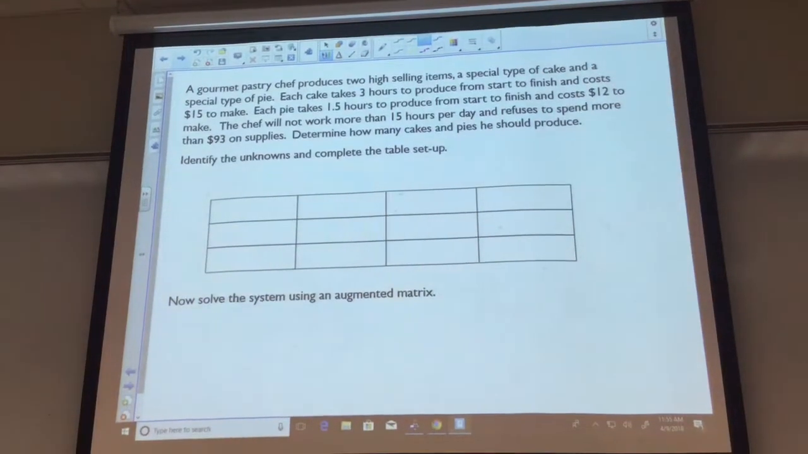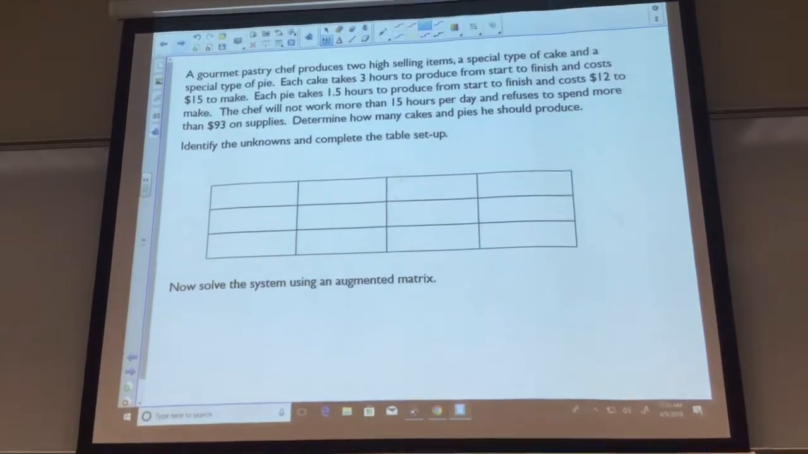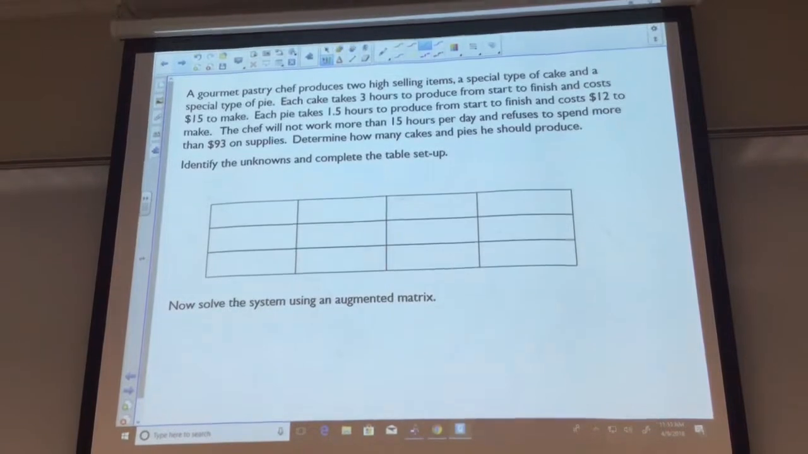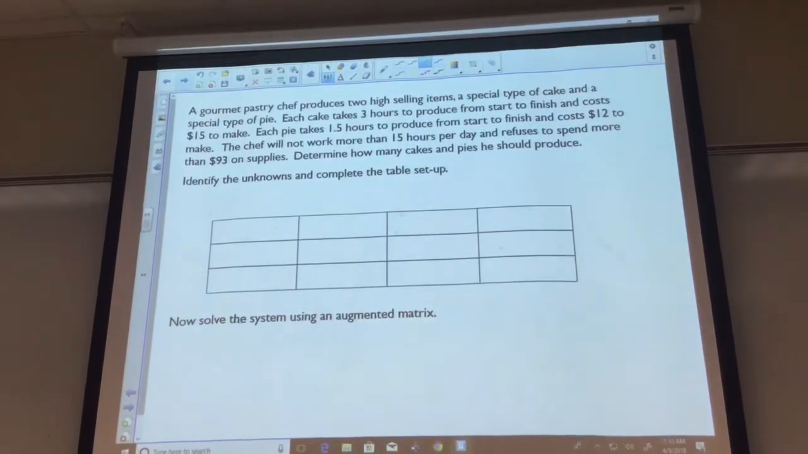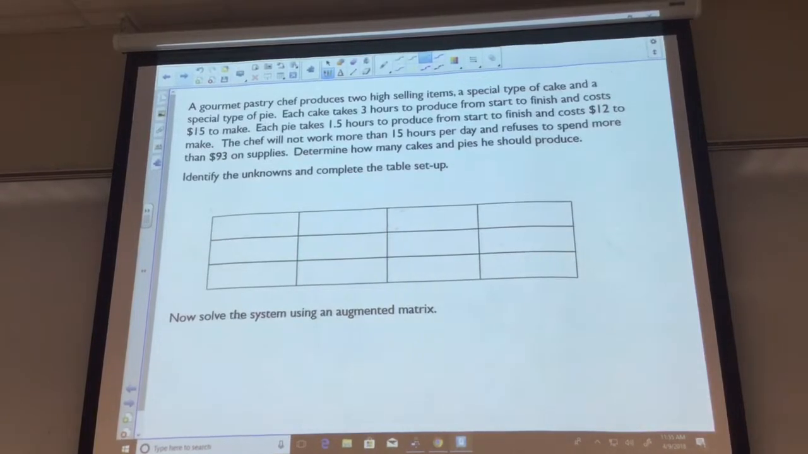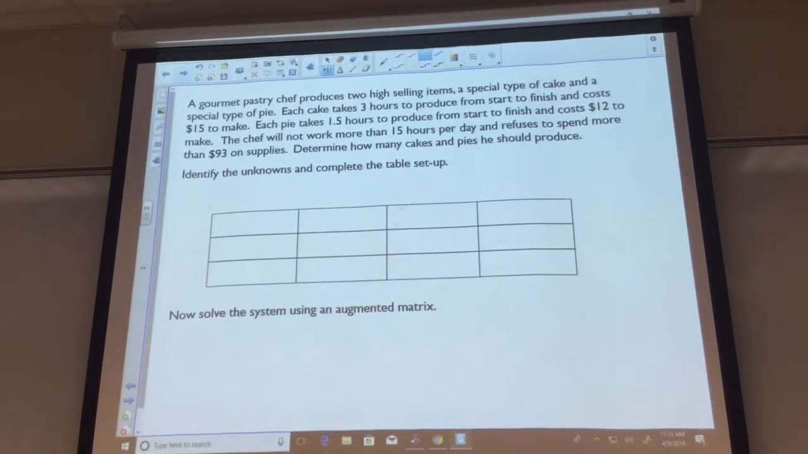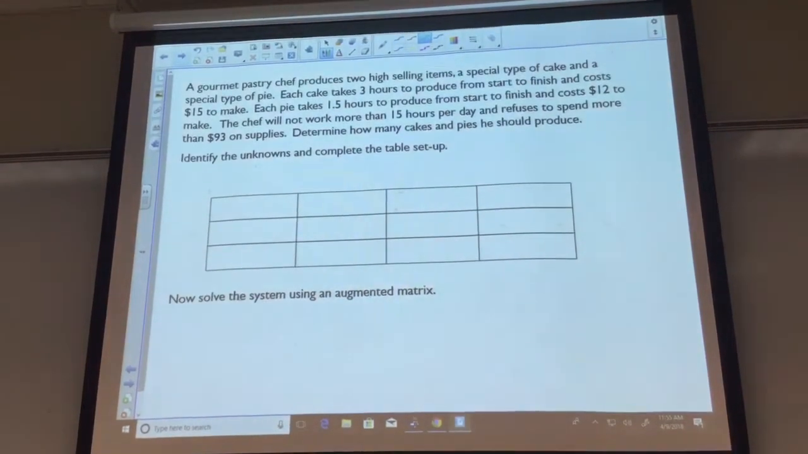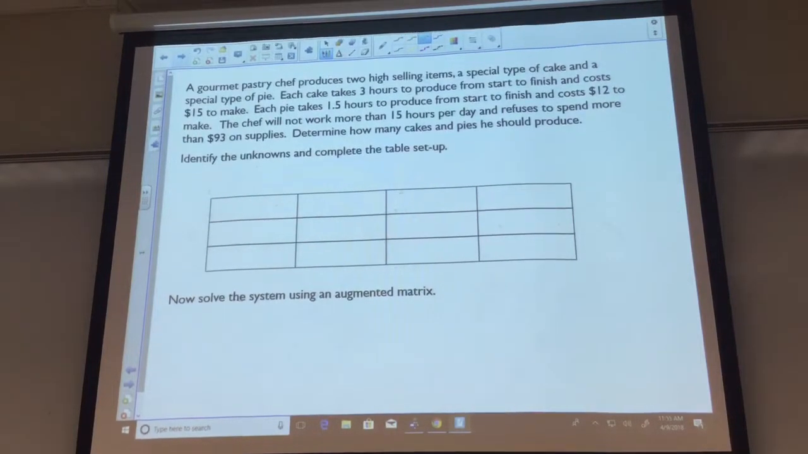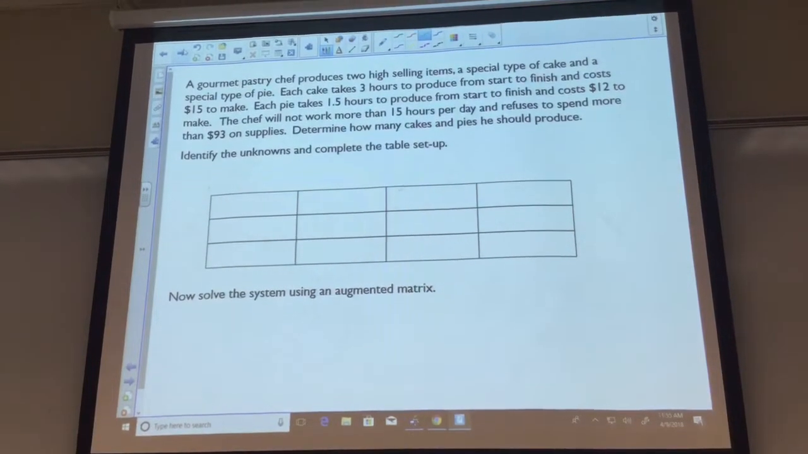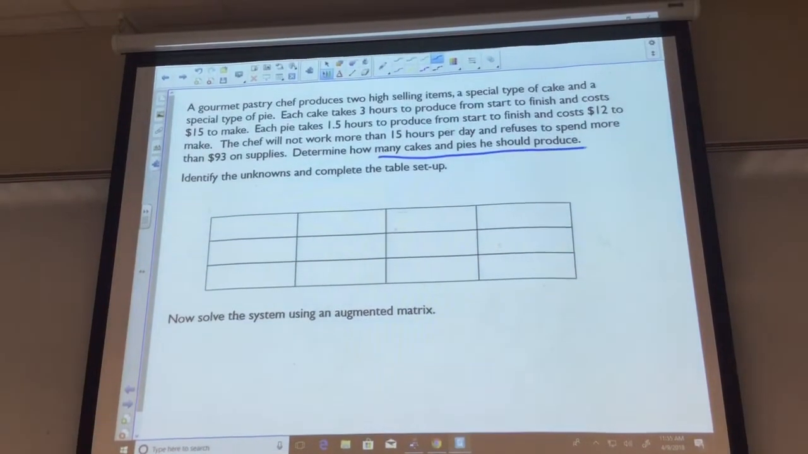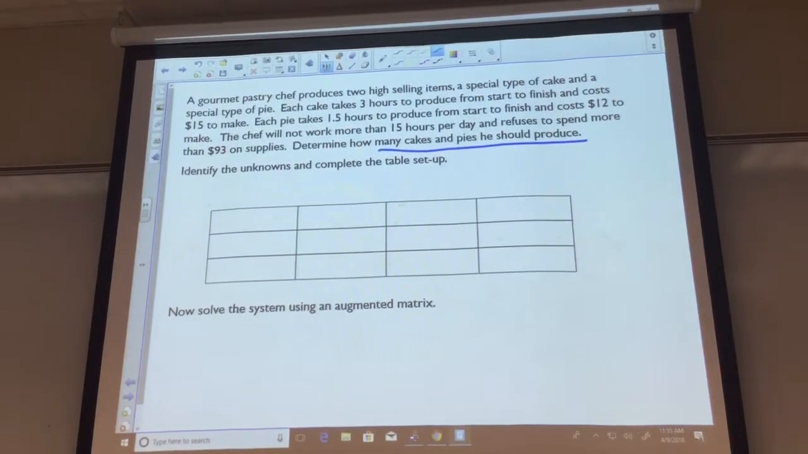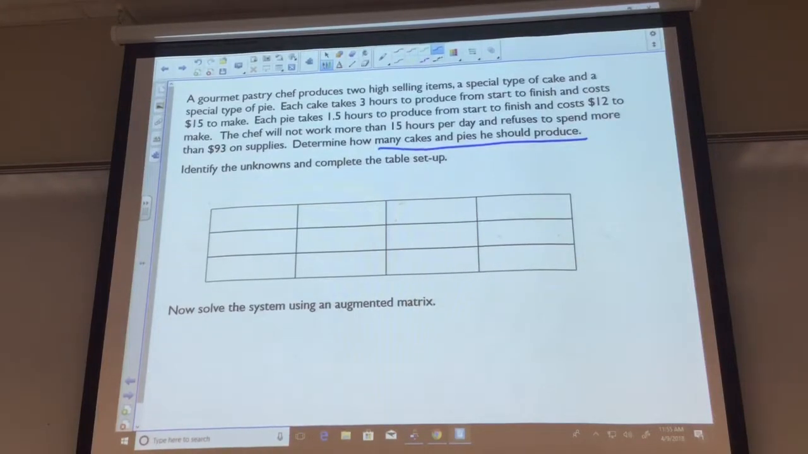Nothing but a table. So now you need to start practicing what you're looking for. What is the most important thing? What are they asking you to find at the end of the problem? Find that in the words of the problem. What do they want at the end of the problem? Determine how many cakes and pies he should produce. How many cakes and how many pies should be produced?